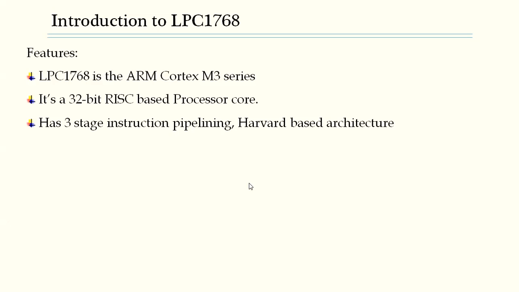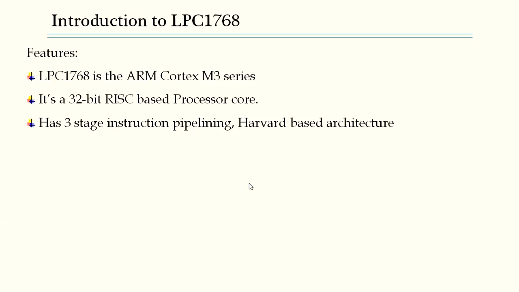If you look from the clock cycle perspective, in the first clock, the first instruction is fetched. In the second clock, the first instruction enters the decoding stage while the second instruction enters the fetch stage. So are we not doing more operations in a given clock cycle? Yes, that's what we call pipelining. So the support of pipelining is there in LPC1768, and it is a three-stage pipeline.